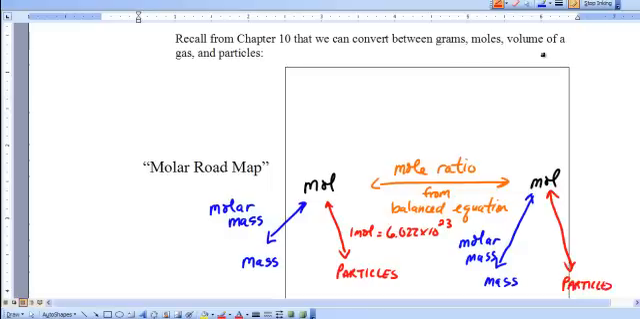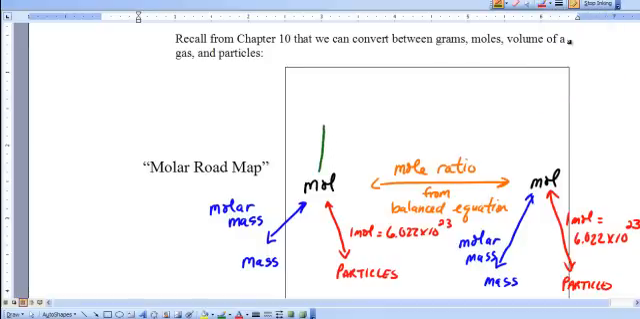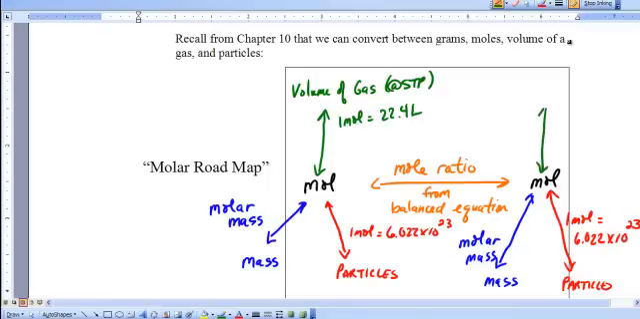So we have particles, and 1 mole equals 6.022 times 10 to the 23rd. Or we also showed you how you can use the volume of a gas at STP, and you use 1 mole equals 22.4 liters. And we'll also do that on the back side as well. Okay, and 1 mole equals 22.4 liters.